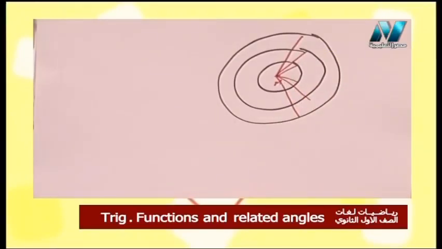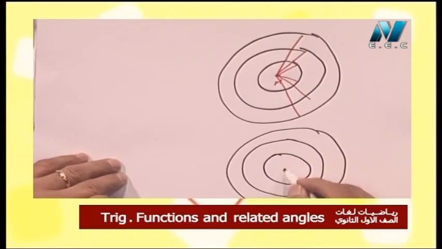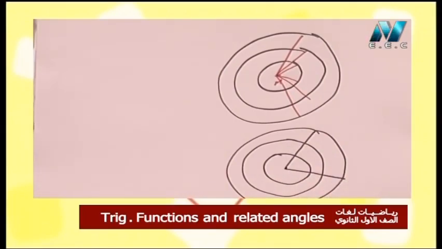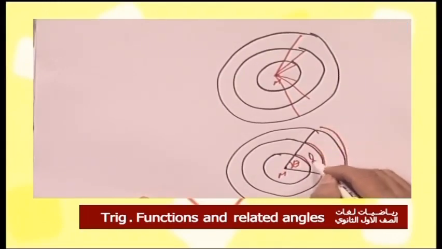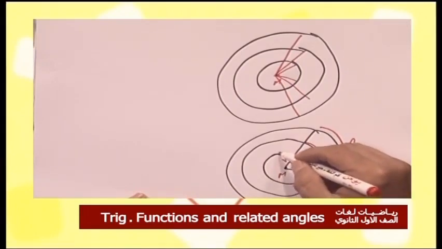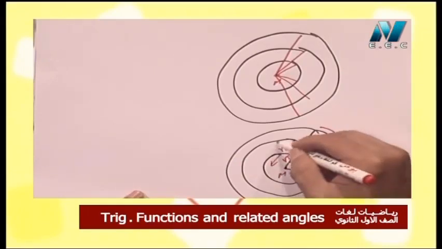Or we can draw another circle like that, and we have the same circle, and draw one ray and another one. We have the center here, M, and all these circles have the same angle, which is theta, but different arcs in length, L1, L2, L3, and different radii. This is the radius, this is another radius from this point to this point, and R3.